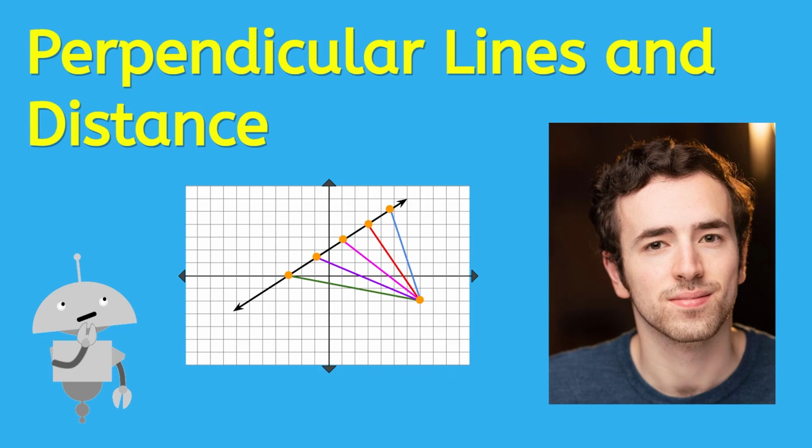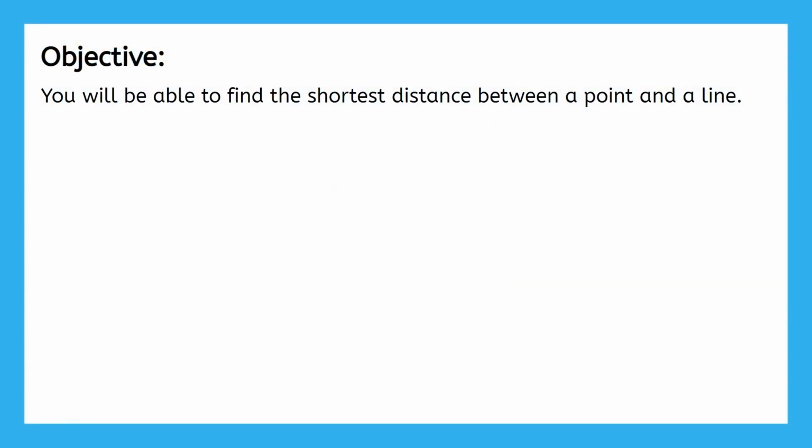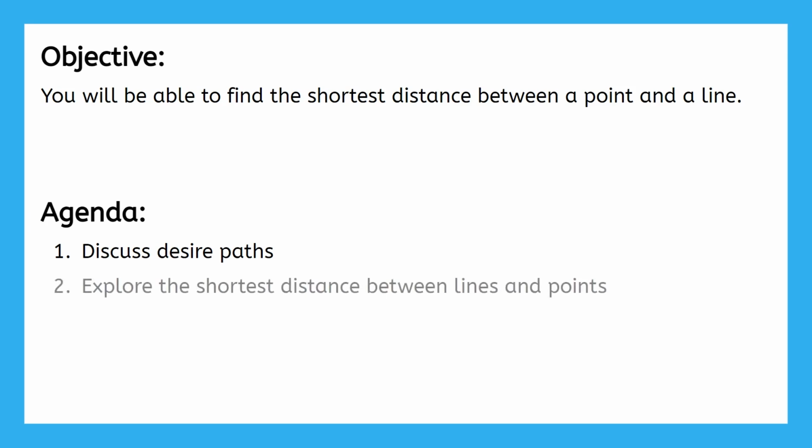In this lesson, we're going to be exploring the relationship between perpendicular lines and distance to find the shortest possible path between a point and a line. By the end of this lesson, you will be able to find the shortest distance between a point and a line. First, we'll discuss desire paths. Next, we'll explore the shortest distance between lines and points. Finally, we'll complete 2 practice problems.